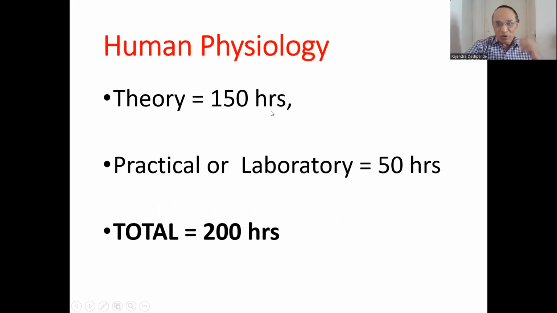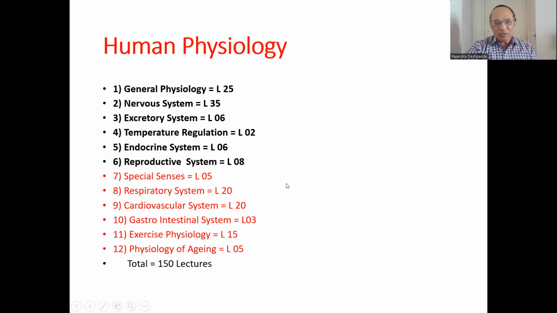Now we will concentrate on human physiology. Theory 150 hours, practical or laboratory 50 hours, and the total will be 200 hours. In human physiology, there will be general physiology, 25 lectures. Nervous system, 35 lectures. Excretory system, 6 lectures. Temperature regulation, 2 lectures. Endocrine system, 6 lectures. Reproductive system, 8 lectures. Then special senses, 5 lectures.